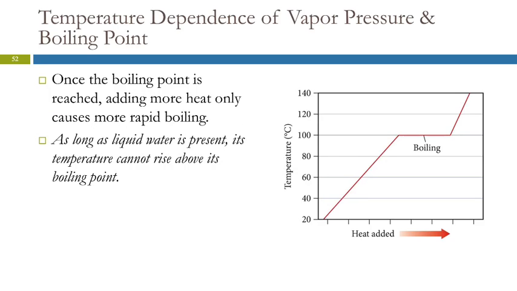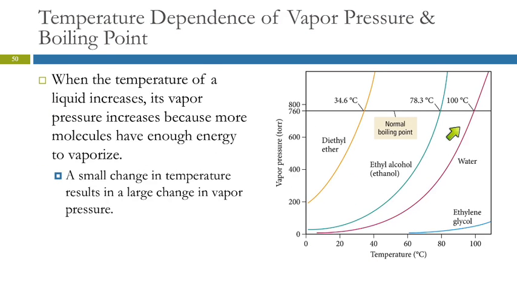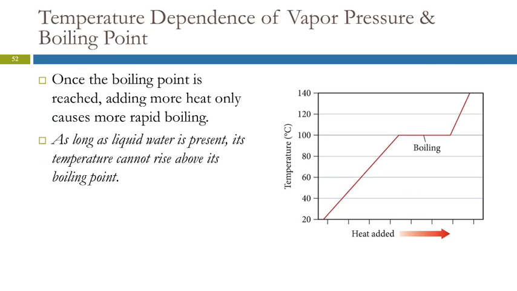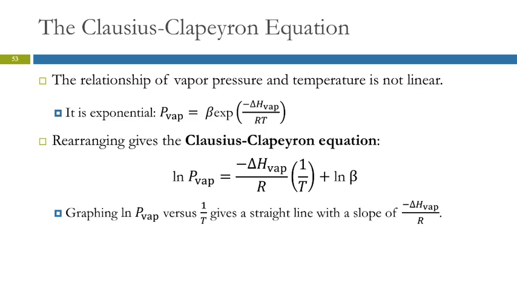Okay, so here's this relationship between vapor pressure and temperature. It's not linear. We like linear equations, linear relationships.